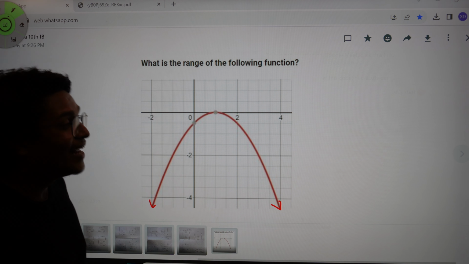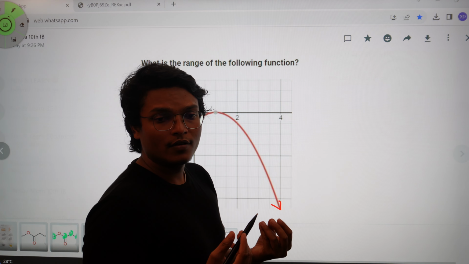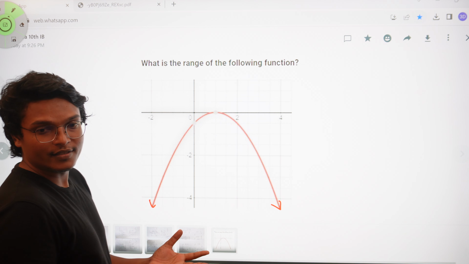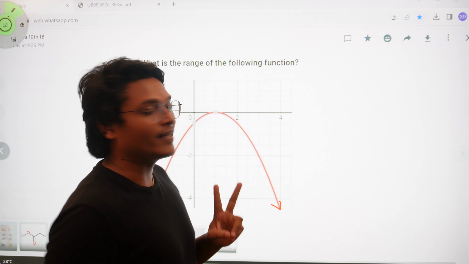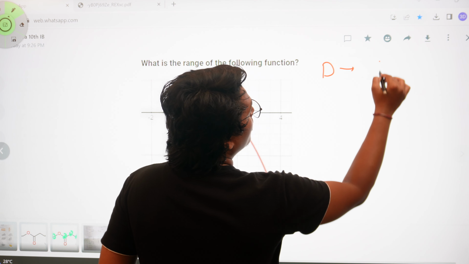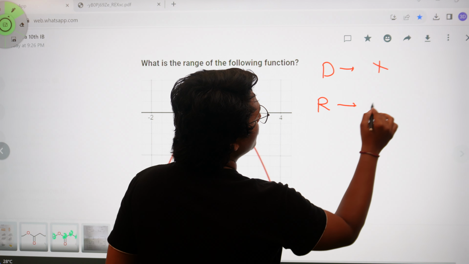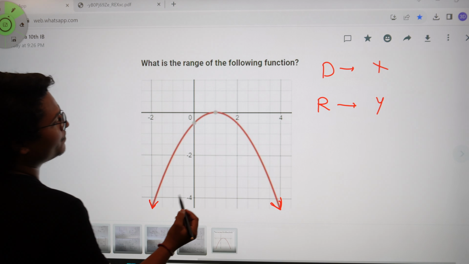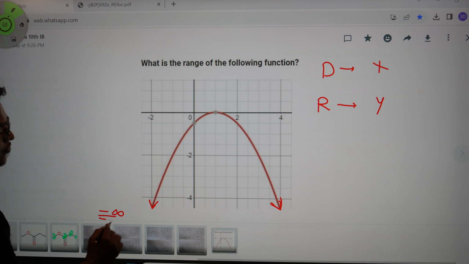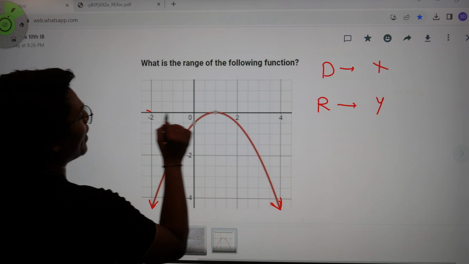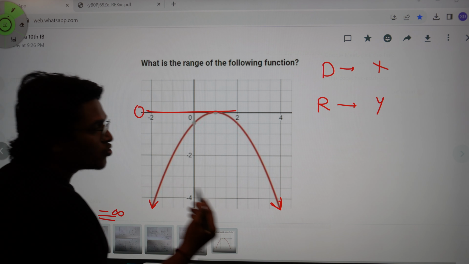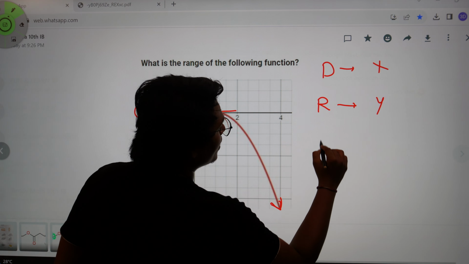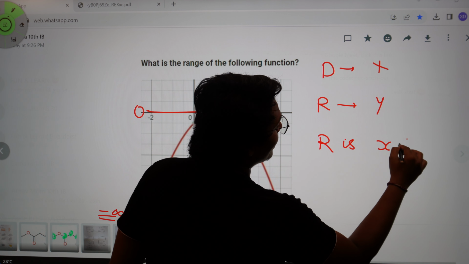ठीक है? Now see, simple hint. There's arrows, so it'll be continuous. You just have to follow two things. If domain is asked, x-axis. If range is asked, y-axis. So what is the lowest value of y-axis here? That is negative infinity. Yes or no? What is the highest value of y-axis? Zero. So now see, this point is included here, correct? So you can write range is y less than or equals to 0, correct?